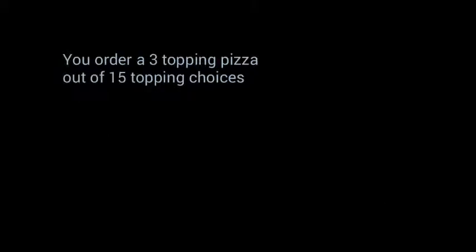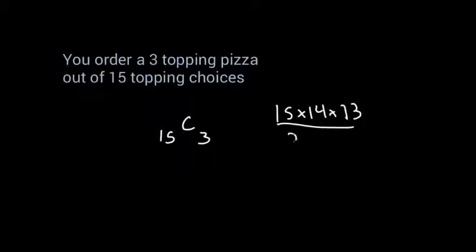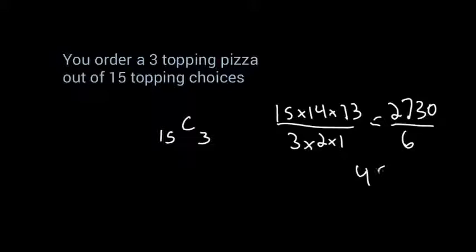Alright, so you order a 3-topping pizza out of 15 topping choices. So the way that would look like as a combination would be 15 combination 3. So write that out, it'd be 15 times 14 times 13 over 3 times 2 times 1. So let's work that out. So 15 times 14 times 13 is going to give you 2730 over 3 times 2 times 1, which is 6. And then you're going to divide that 2730 divided by 6 to get 455.